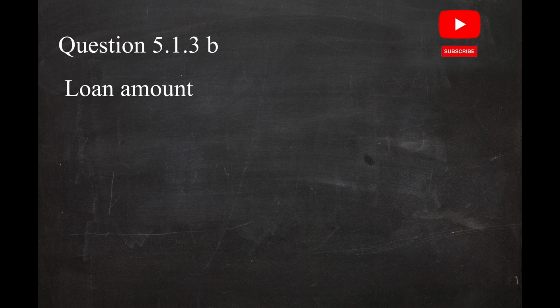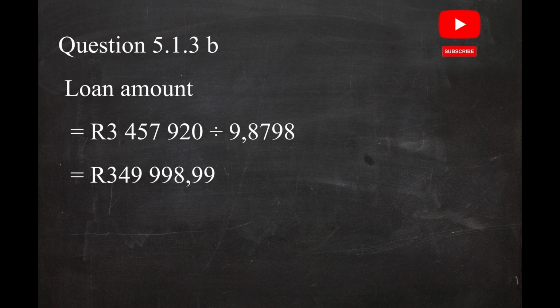amount. So the loan amount is equal to the full pension amount of 3,457,920 Rand divided by 9,8798, and this gives you a loan amount of 349,998 Rand 99 cents. Rounding this value to the nearest 1,000 will give you a loan amount of 350,000 Rand.